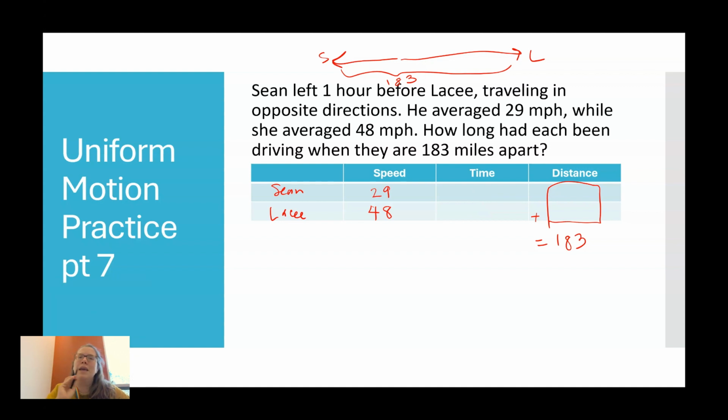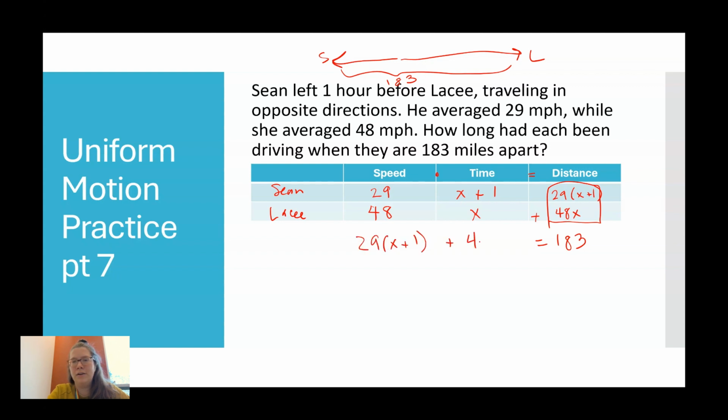All right. The other thing we know here is that Sean left 1 hour before Lacey. So he's traveling 1 hour longer than she is. And Lacey's time we'll call X. And so Sean's going to be X plus 1. Now we're going to go speed times time equals distance. 29 times x plus 1 and 48 times x. Those two things together are going to add up to 183 miles.